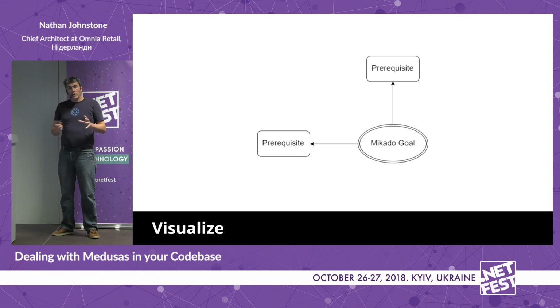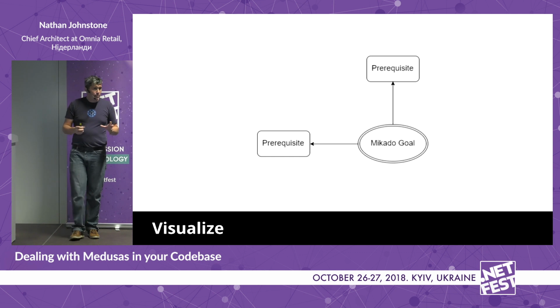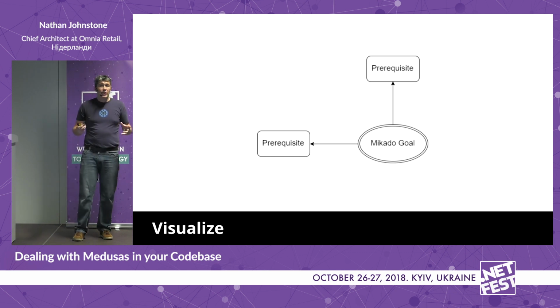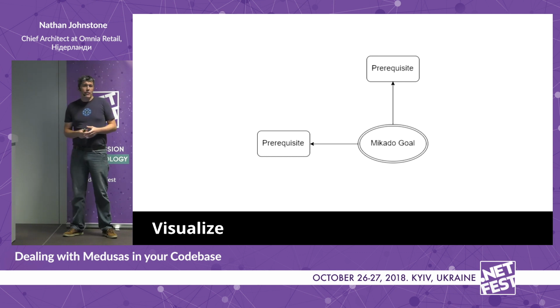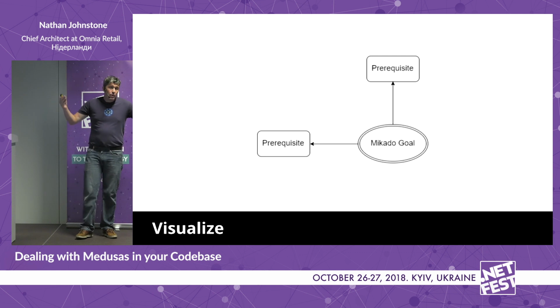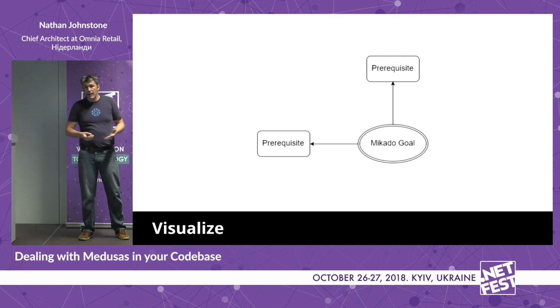But for a long-lived Mikado graph that's tackling a really big problem, let's say it might be a 3 or 4 week refactoring, maybe you've got the whole team involved, the best place for those is actually on paper. Get the biggest sheet of paper you can find and put it next to your information radiator about your team.